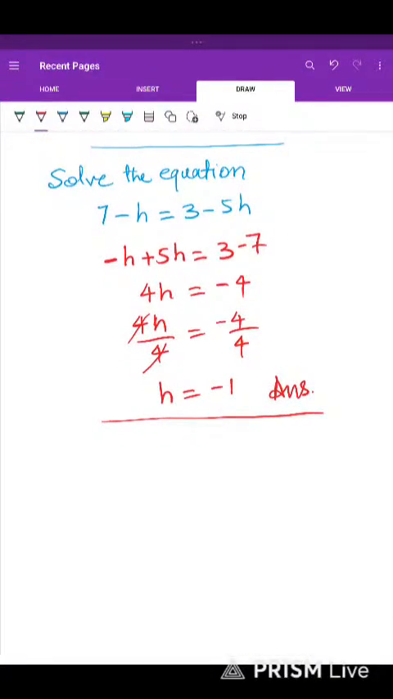This is IGCSE 0580 Mathematics paper 23 of October-November 2024.